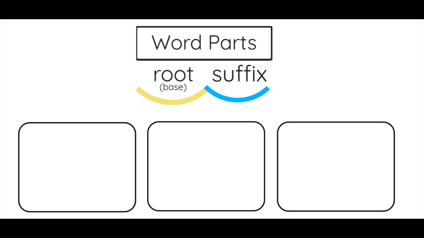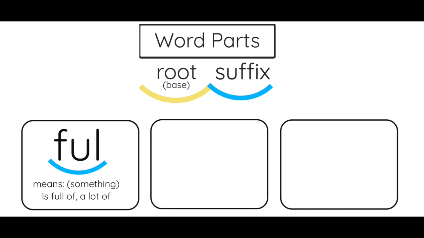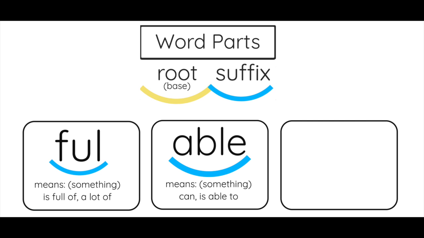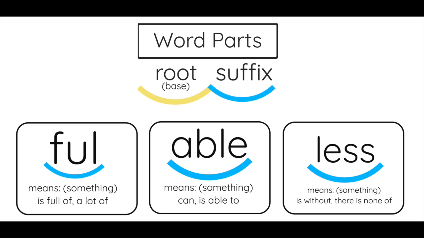So to recap, we're looking at word parts. We have a root word with a suffix attached to a root word. One suffix is full, F-U-L, which means something is full of or there is a lot of something. The next suffix is able, A-B-L-E. That means something can or is able to. The last suffix that we talked about is less, L-E-S-S. That means that something is without or there is none of something.